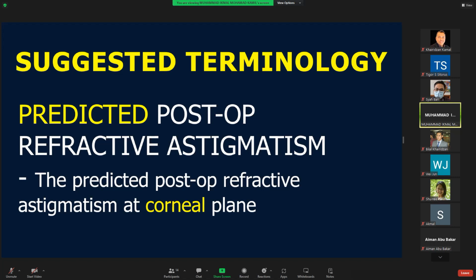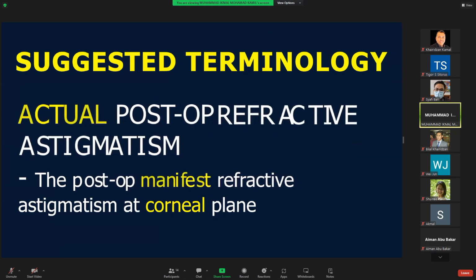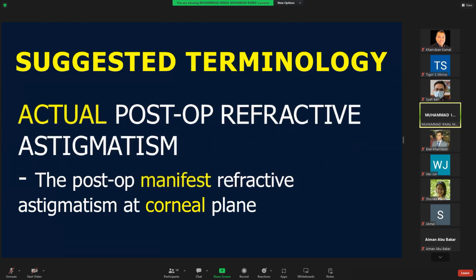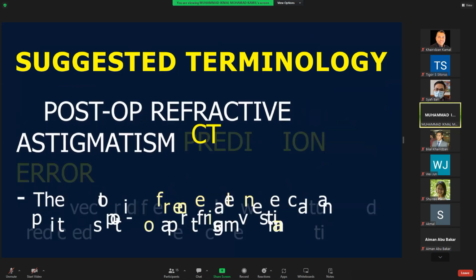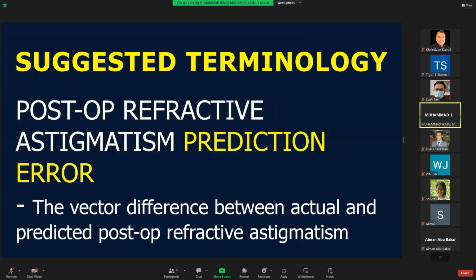Further terminology, predicted post-op refractive astigmatism means our predicted post-op refractive astigmatism at the corneal plane. Actual post-op refractive astigmatism is the post-op manifest refractive astigmatism at the corneal plane post-operatively. Post-op refractive astigmatism prediction error is the vector difference between the actual and predicted post-op refractive astigmatism.